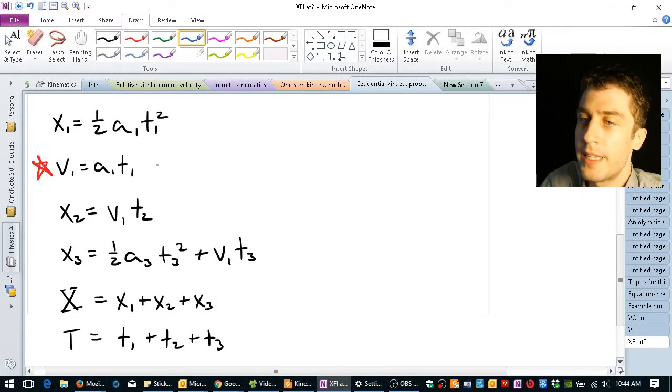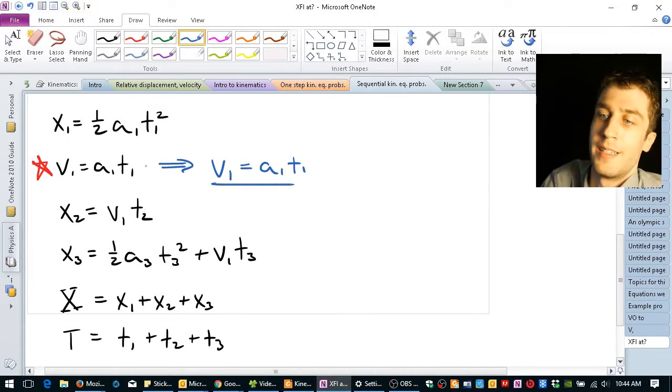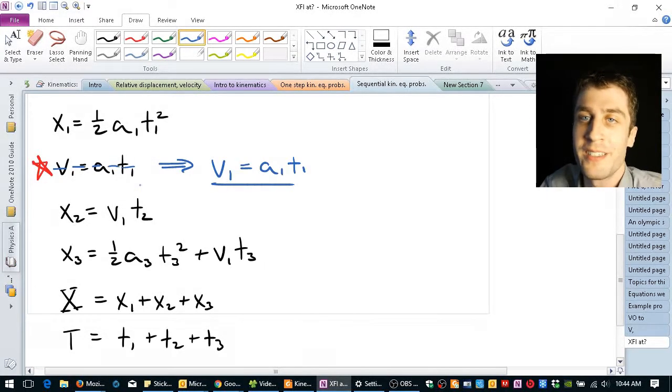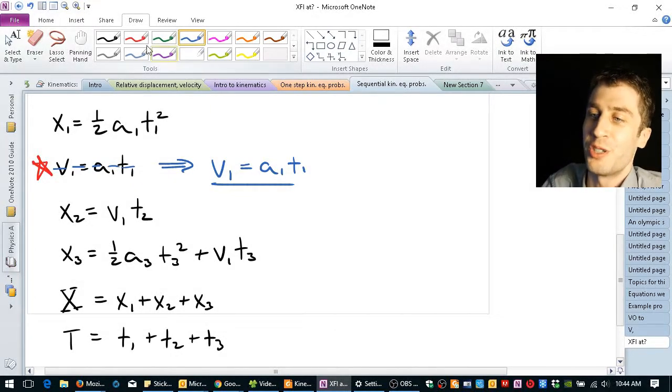Pick a variable in that equation. Well, a1 and t1 are both known, so I'm going to use v1. I'm going to solve for v1 in terms of a1 and t1. Yeah, I just rewrote the same equation, but I really want you to do these steps methodically. Again, for these simple problems, you're going to drag your feet. You're going to say, oh, do I have to do it? Strictly speaking, no, but it's really a good habit to get into, and I'm going through the trouble of doing it, so you should too.